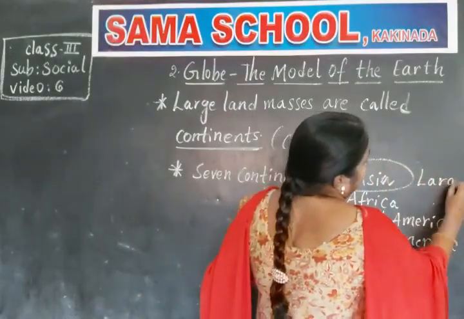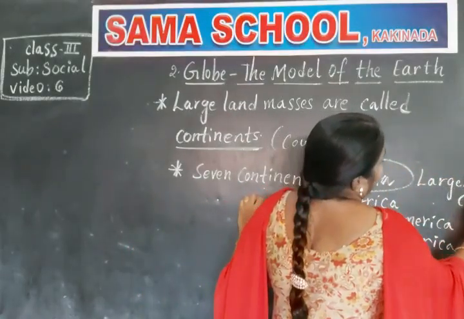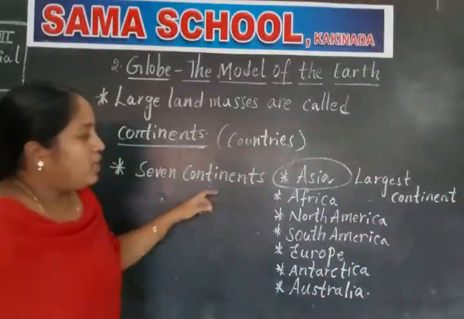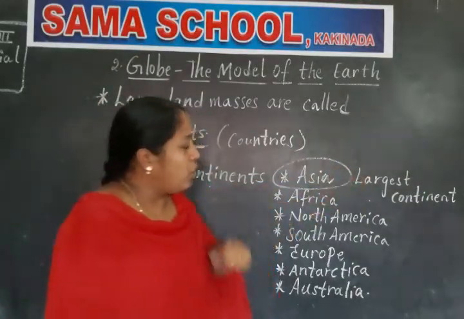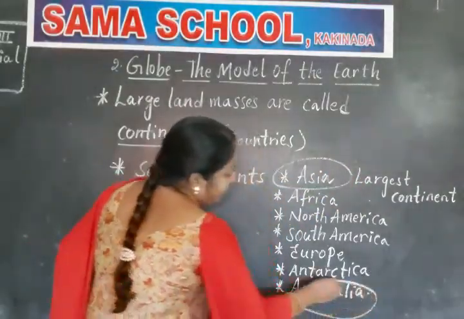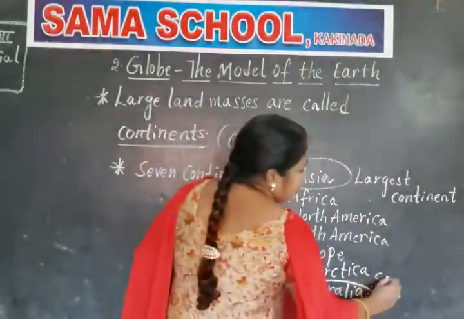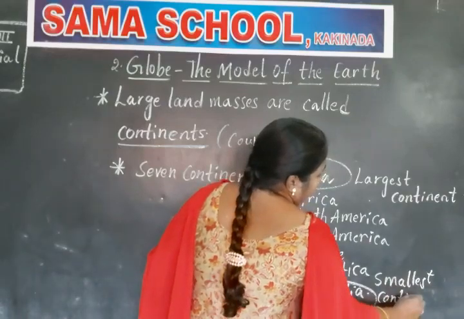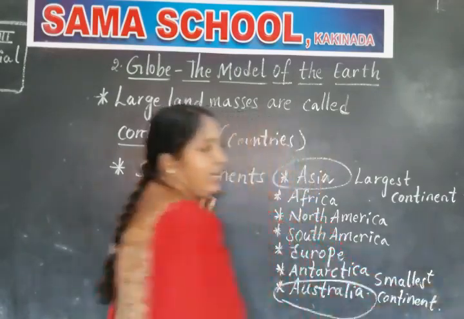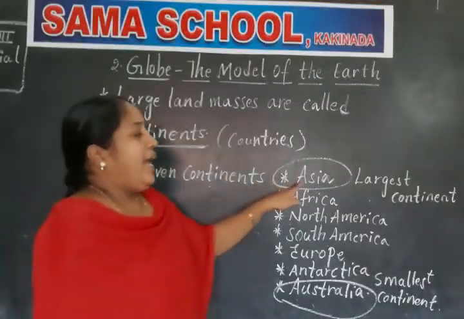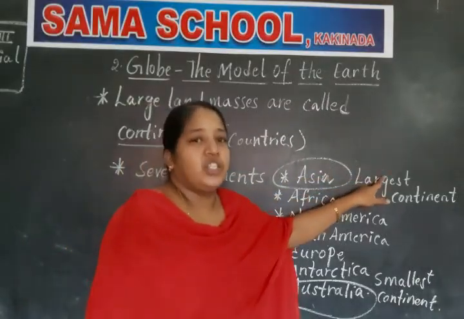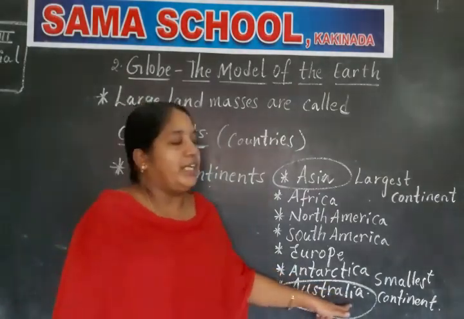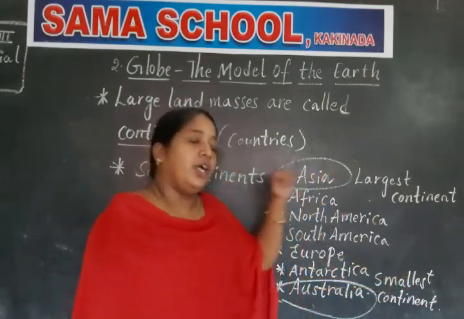largest continent. Asia is the largest continent because it has a very large landmass. So Asia is the largest continent, and Australia is the smallest continent. Here, children, which is the largest continent? Asia. Asia is the largest continent. And which continent is the smallest continent? Australia. Australia is the smallest continent.